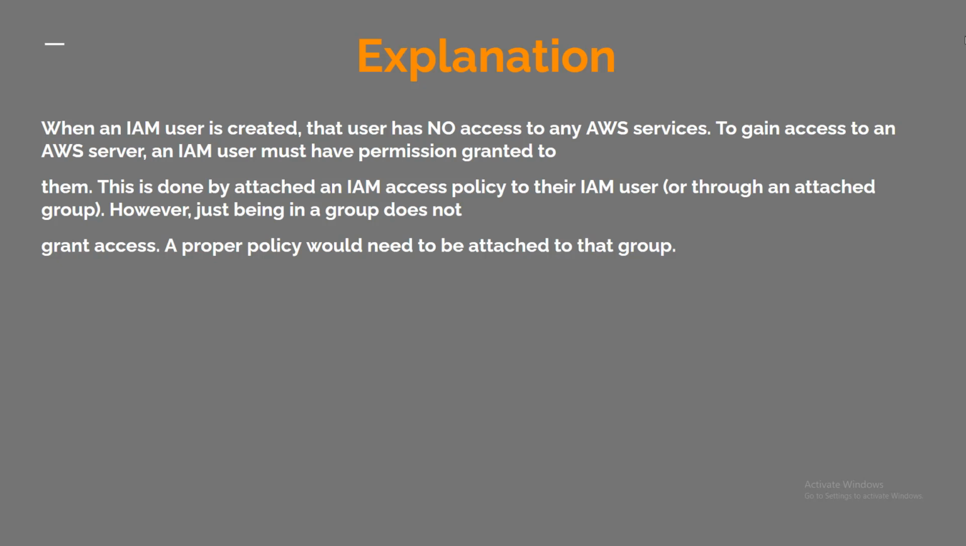To gain access to an AWS server, an IAM user must have permission granted to them. This is done by attaching an IAM access policy to their IAM user or through an attached group. However, just being in a group does not grant access. A proper policy would need to be attached to that group.